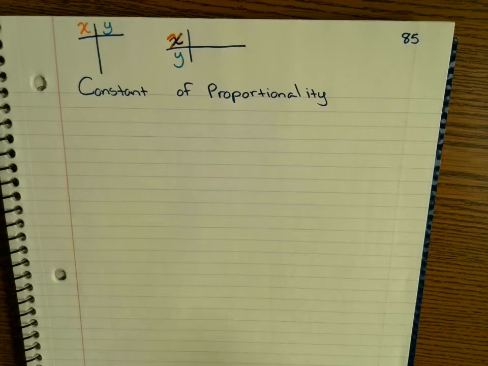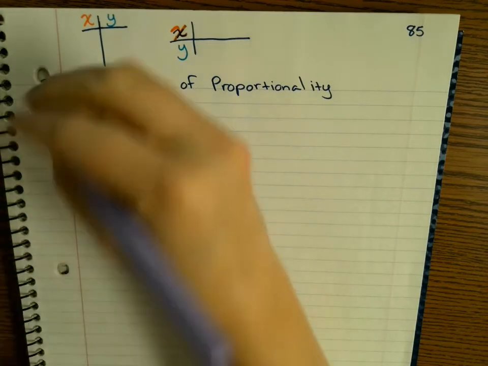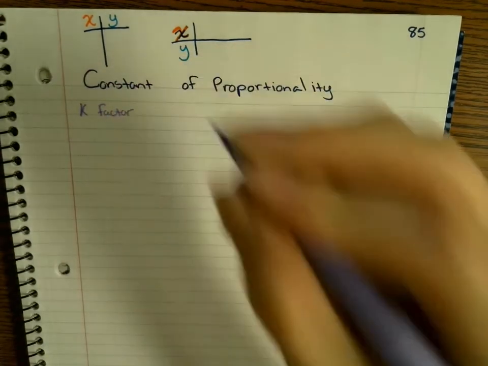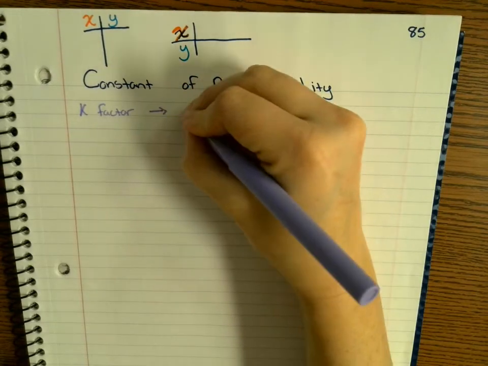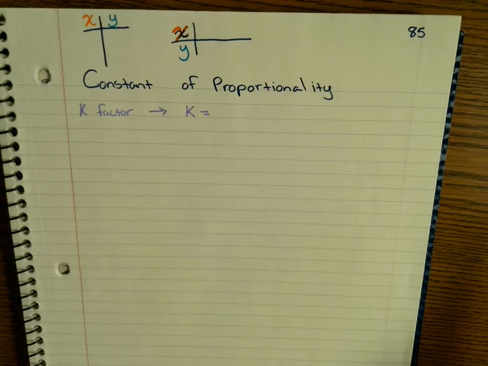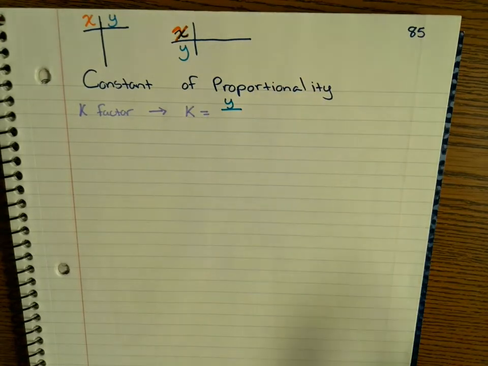Now, with constant of proportionality, you have something that's called a k factor, or a k value. And that value of k can be found by taking your term of y and dividing it by your value of x. And again, it does not matter which value of y you use, as long as you use the corresponding x value with it. They have to align.